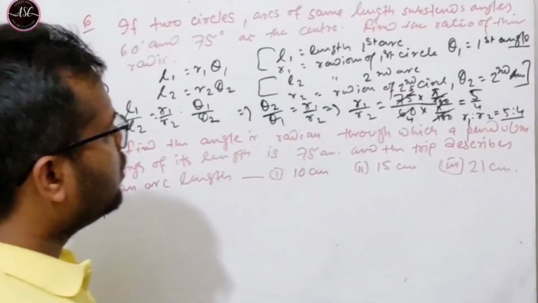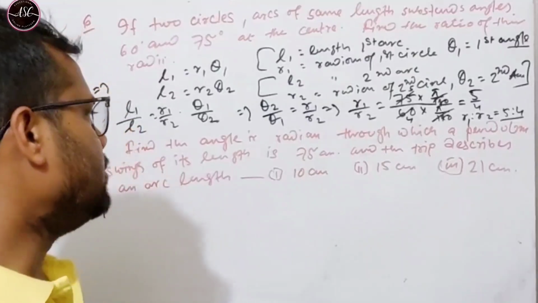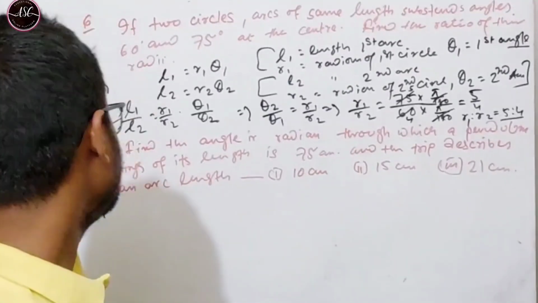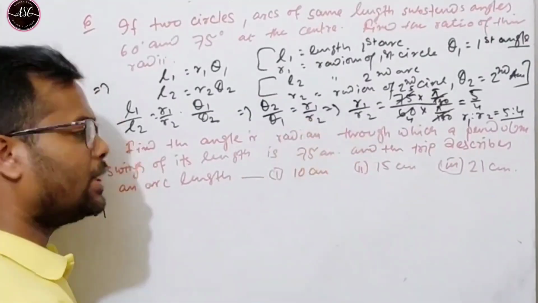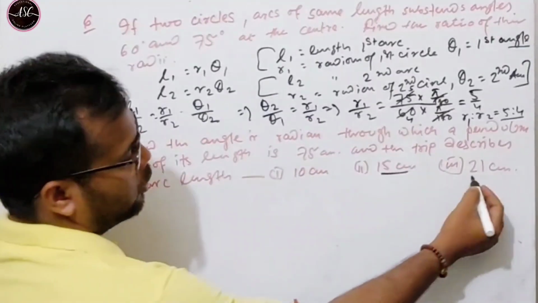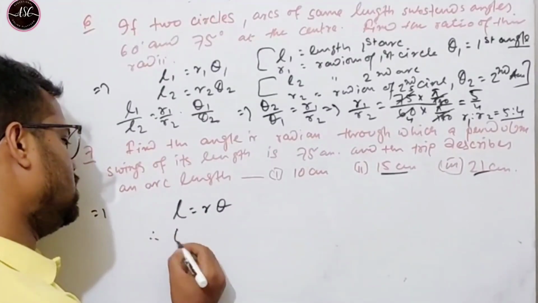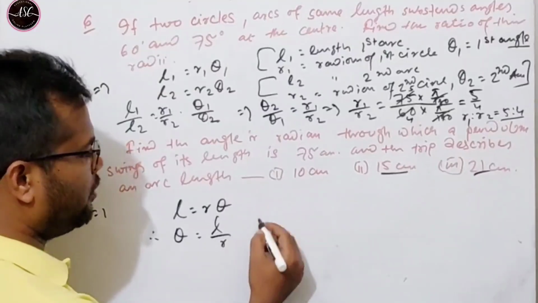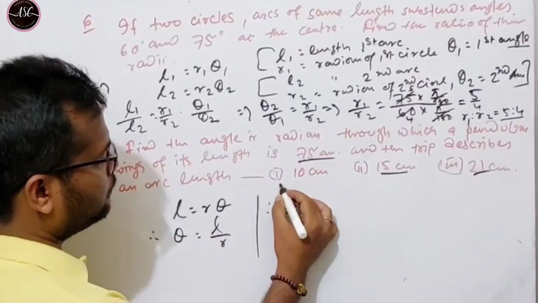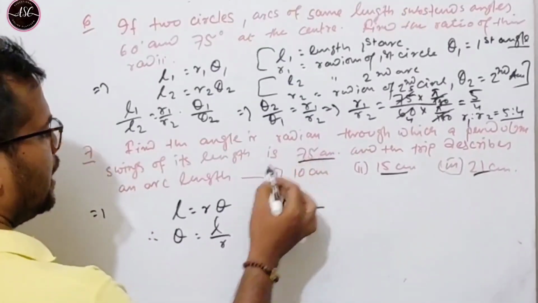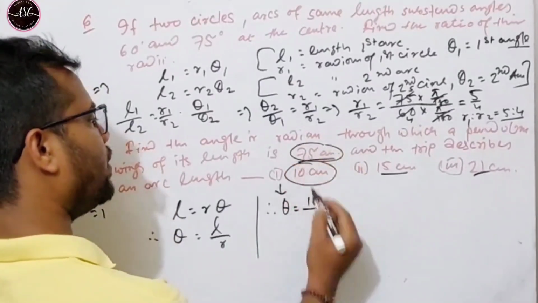Find the angle in radian through which a pendulum swings if its length is 75 cm, and tip describes an arc length 10 cm. For the arc length 10 cm, what will be the angle? For 15 cm, what will be the angle? And for 21 cm, what will be the angle? We know L is equal to r theta. So therefore theta equal to L by r. So for the first, we put the value of L and r. Here L is equal to the length of the arc, that means 10, and r equal to 75.